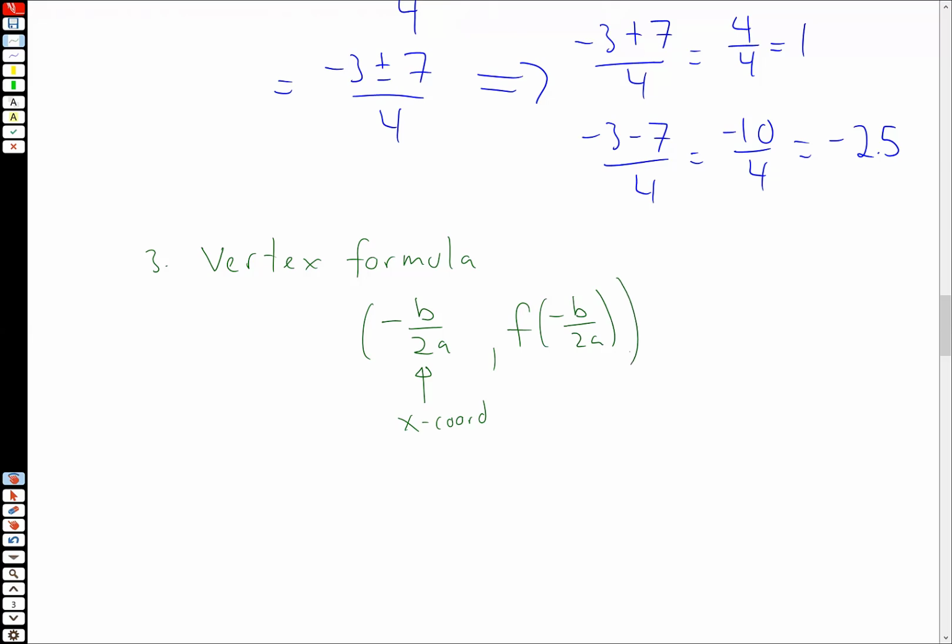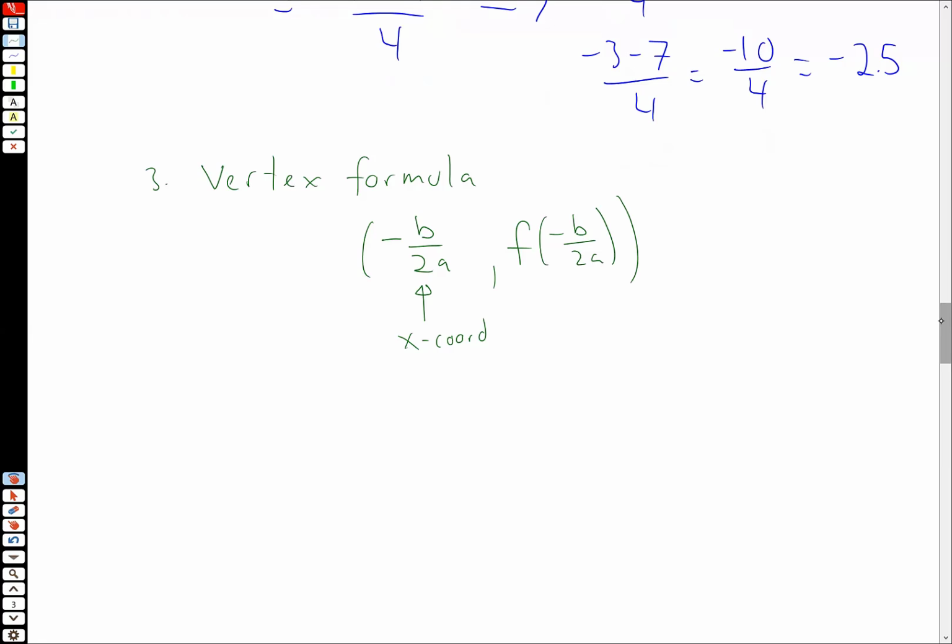Okay. Now, where is this formula coming from? This is actually coming from completing the square. If you were to complete the square on an arbitrary ax squared plus bx plus c, this would be your coordinates here. Okay? So it is coming from completing the square, except we're not doing all the heavy lifting.